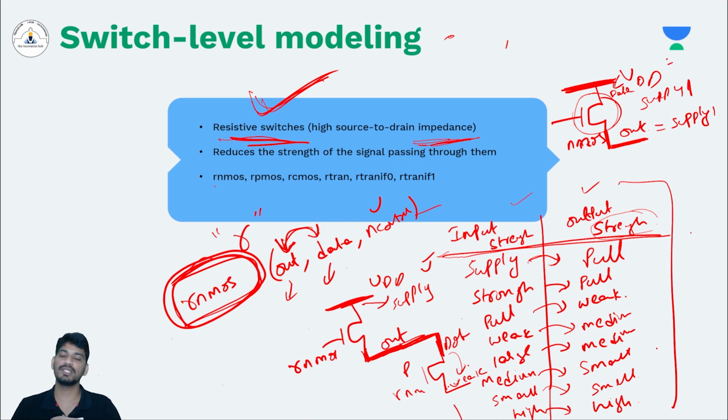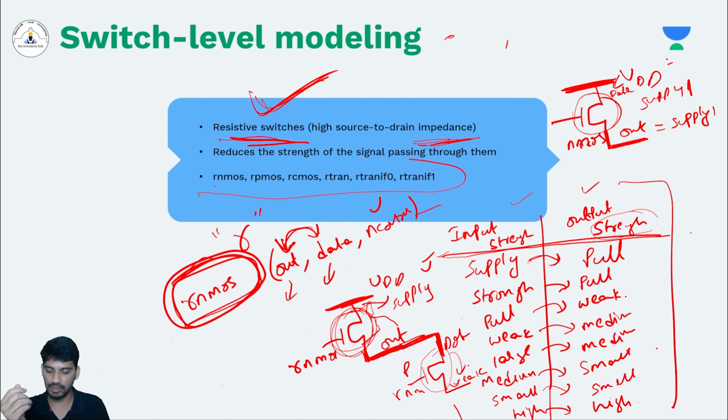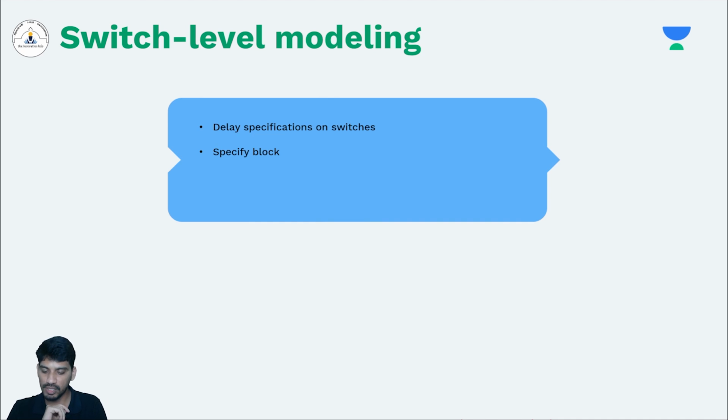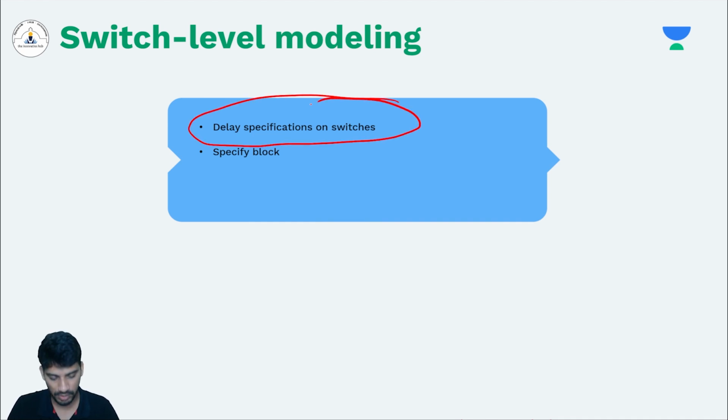So this is like emulating real-world signals, because we already know that in the real world there are some impedances present in the MOSFETs. So obviously your strength will be reduced. The same thing can be obtained by using these resistive switches. So this is all about resistive switches and different kinds of switches. Now we will see how to apply delays for these switches.